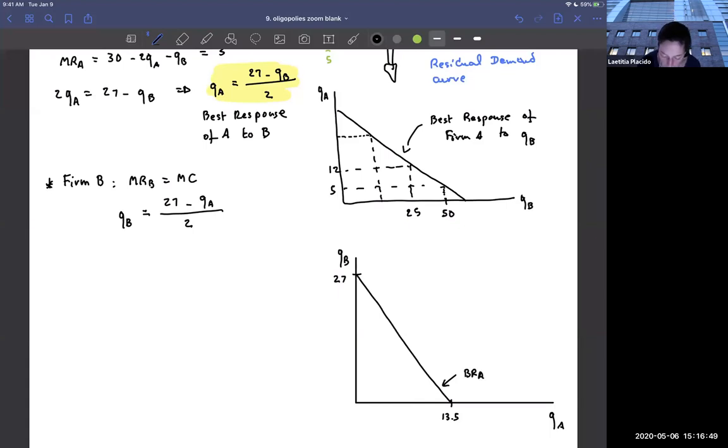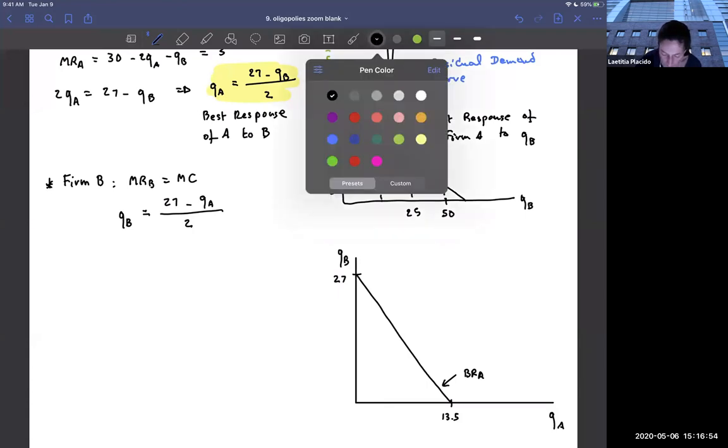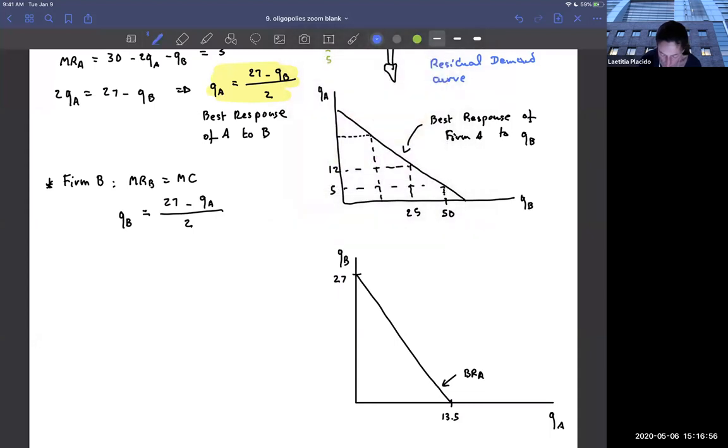Okay, so now I can draw the best response of firm B. And because the expression here is symmetric, it's going to be easy. I know that I'm going to cross the vertical axis here at 13.5, and here I'm going to cross the horizontal axis at 27. All right, so that's the best response from B.